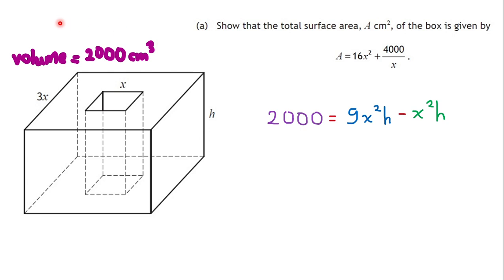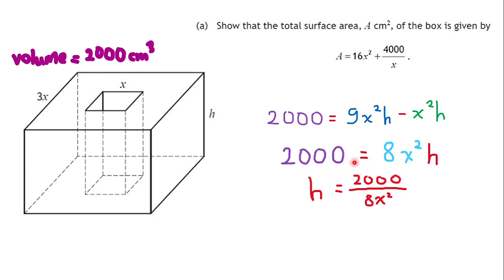Now, from the volume, we know that the volume is 2,000 cm³. We know that the volume is this large cuboid minus the small cuboid inside. The large cuboid's volume is given by multiplying 3x times 3x times h, which is 9x²h. And the smaller cuboid's volume is given by multiplying x by x times h, which is x²h. So we evaluate that, and we get 2,000 = 8x²h. And since we are finding the h, we isolate it, and we get h = 2,000/8x².